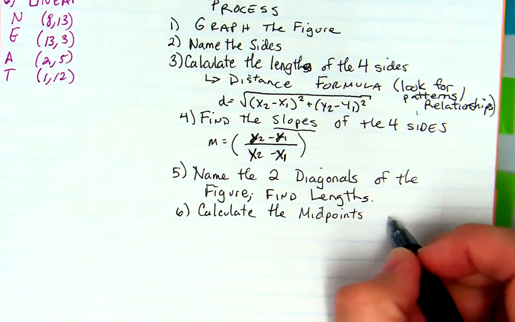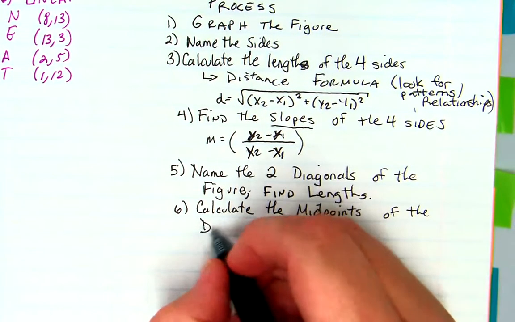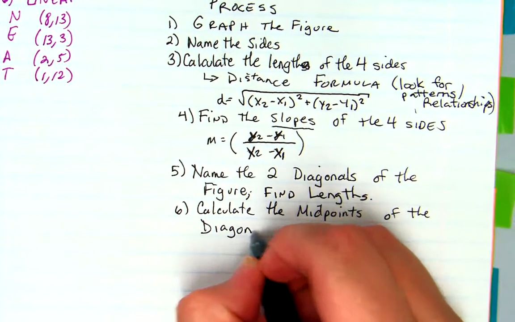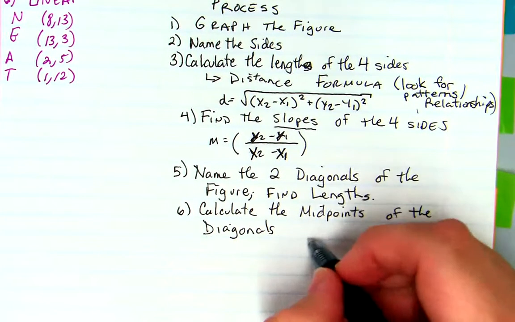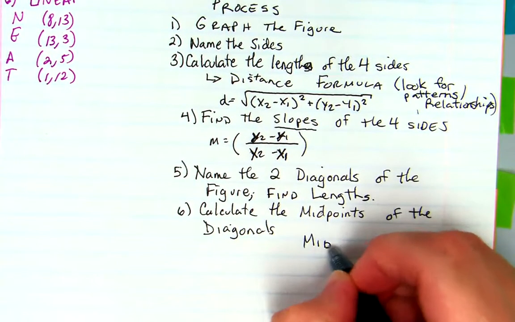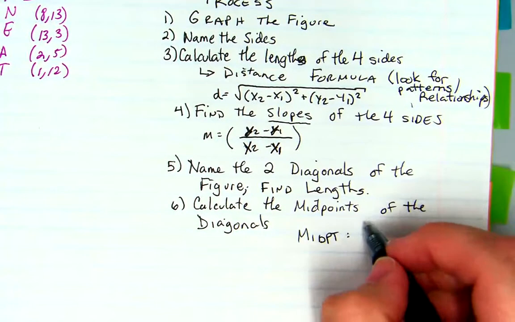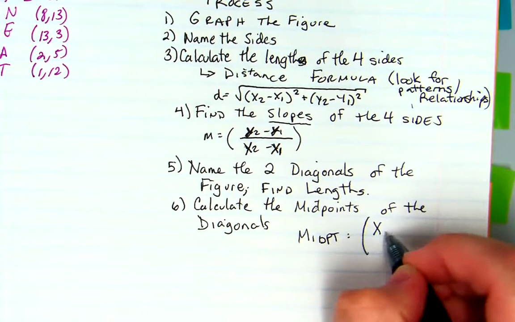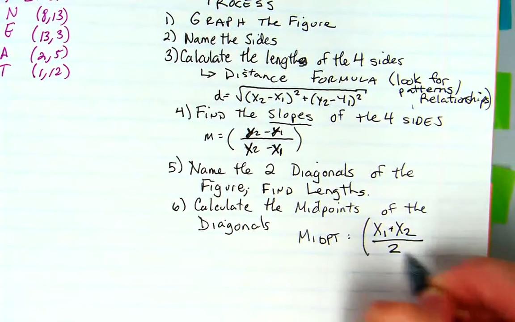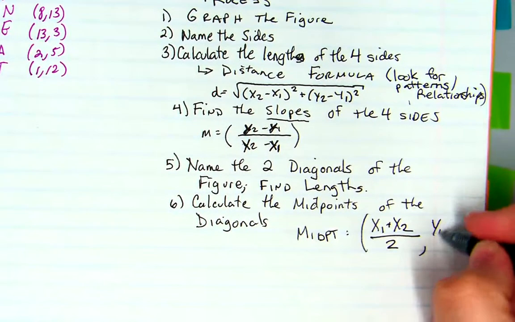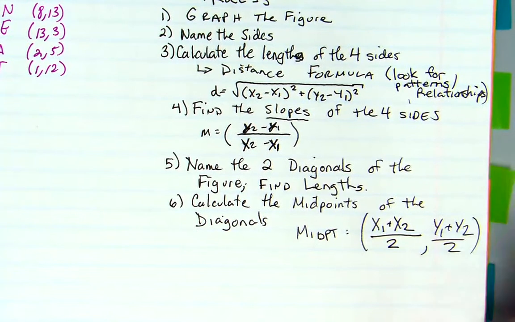Calculate the midpoints of the diagonals. And that's going to be using the formula where the midpoint is going to be a coordinate. It's going to be a point: x1 plus x2 divided by 2, and then y1 plus y2 divided by 2.